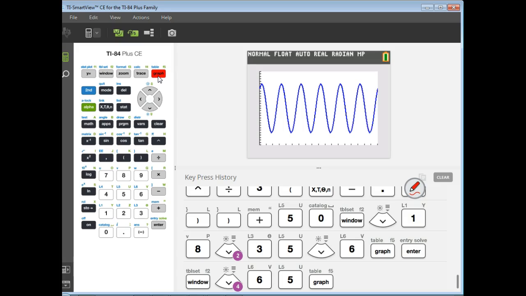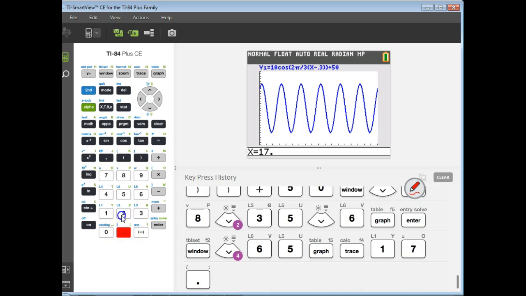Okay, so this question says, at 17.2 seconds, what do you get? I don't know, let's figure it out. Trace, 17.2. You could have found this out by just manually plugging in 17.2 as well, or gone to your table. So I got 43.3 centimeters. Make sure you're labeling these answers.